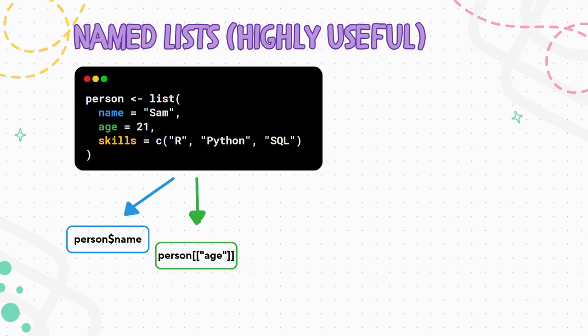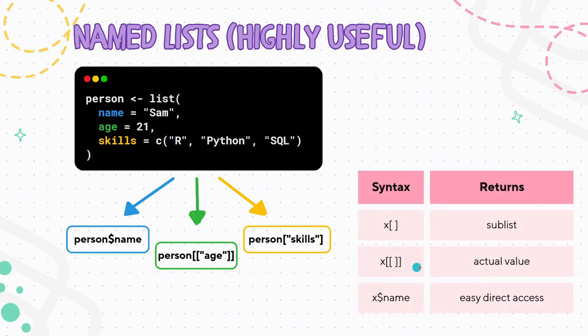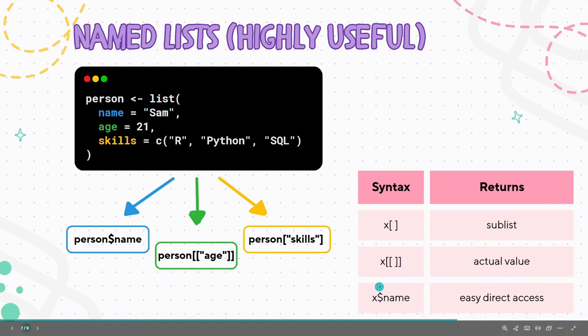And the next and final way is actually using single brackets. Doing person and then single brackets and then the name of the value that you want to access would not give you the actual value. In our case, this would not give us the actual vector which contains R, Python, and SQL. It returns a sublist like in our previous case because of the single bracket rule. So as a recap, the single bracket returns a sublist, the double bracket returns an actual value, and using the dollar sign followed by the name gives us the actual value as well, and this is easy direct access since you don't have to type out two brackets.